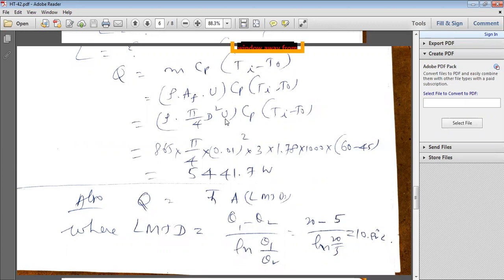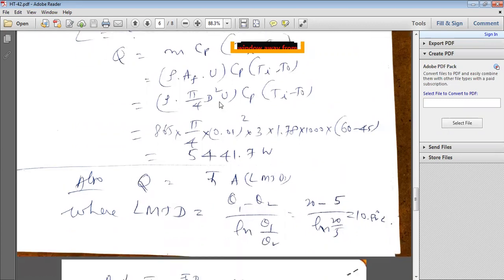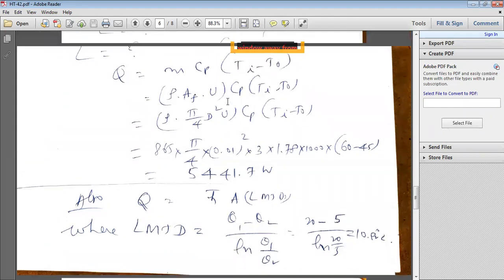Fluid velocity, oil velocity, into Cp into Ti minus To, because here we are calculating heat transfer for the fluid of oil only. But we are not taking surface area; only flow area is to be taken here. That is very, very important. Mass flow rate is area into velocity, but here surface area is for convection heat transfer.